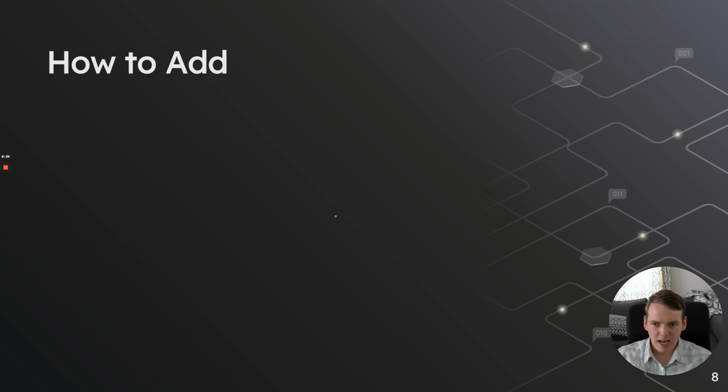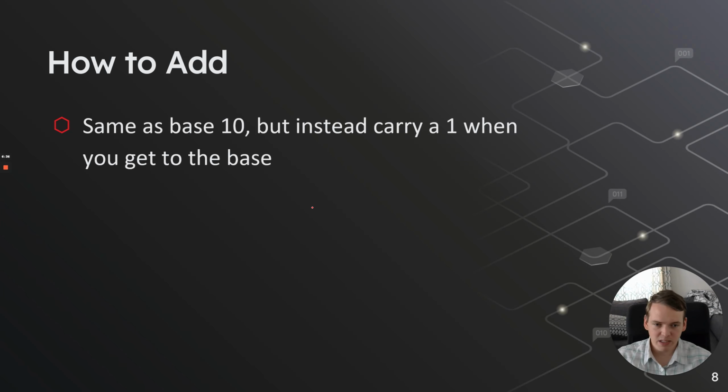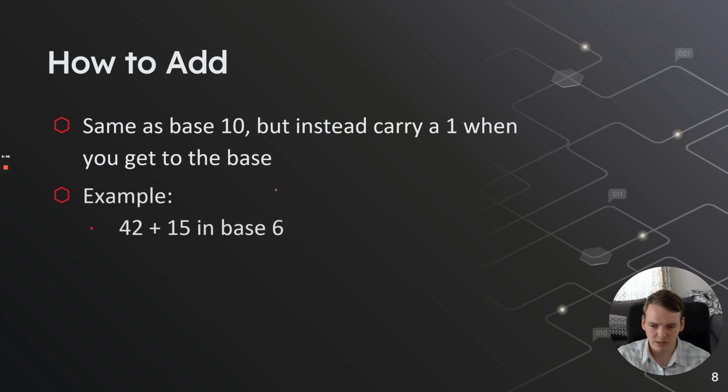Okay, so how to add. It's the same as base 10, but we carry a 1 whenever we get to the base value. So instead of figuring out, oh, I went over 10, you figure out, oh, I went over 8 or over 6 or over 5, whatever the base is. So let's write that out here. 42 plus 15. Well, 2 plus 5, well, if I do 1 plus 5, I get to 6. So that means I'm going to get above my base.